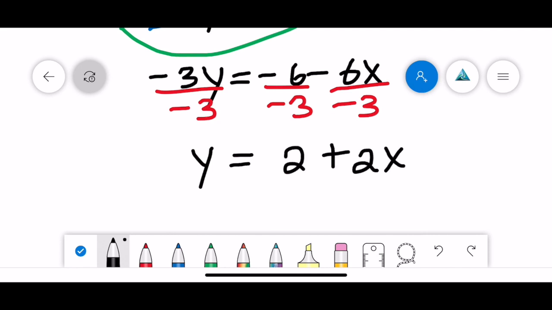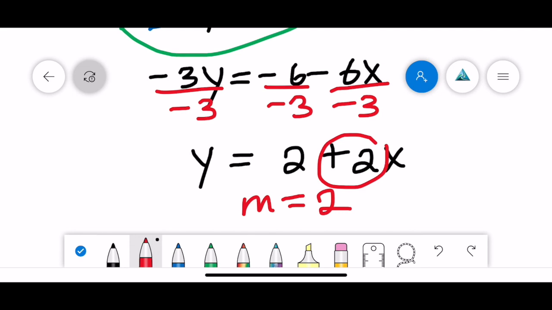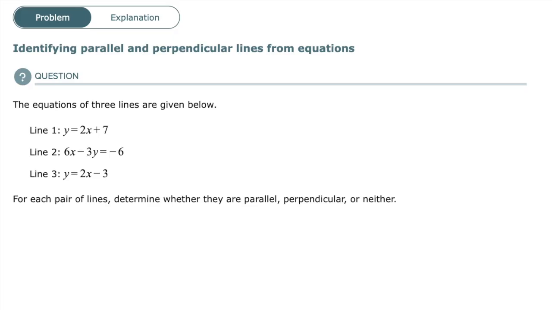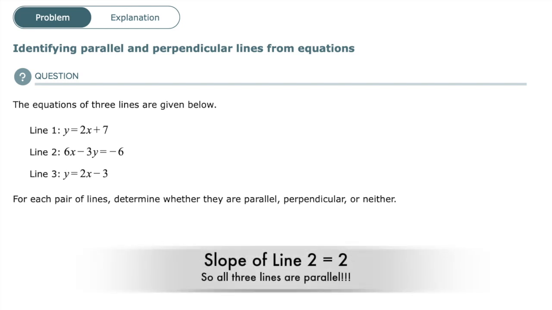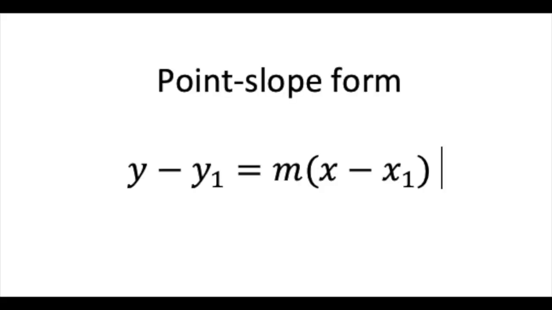So the slope of this line is 2 because when y is by itself, the slope is right next to x. Going back to the original question, now we determined that the slope of the second line is also 2. So the conclusion we can make here is that all three lines are parallel because they have the same slopes. The last question will be solved using this formula that's called the point-slope form.